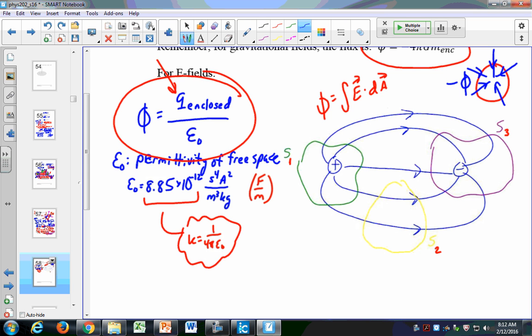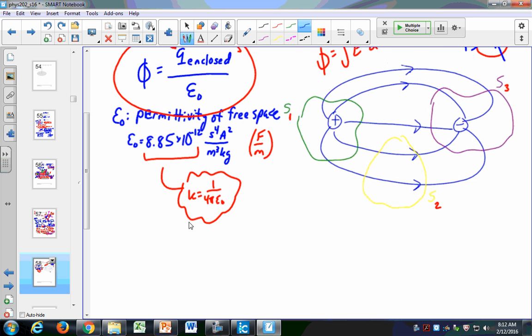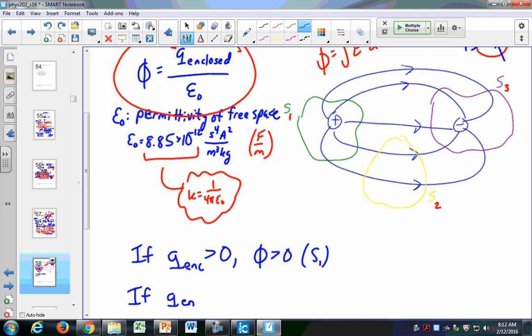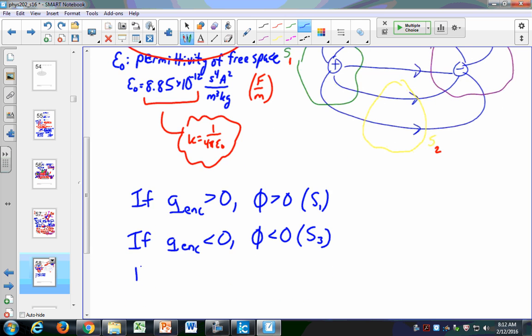So the net flux: if Q enclosed is greater than zero, then the flux is greater than zero, and that's how it is on surface 1. If Q enclosed is less than zero, then the net flux is less than zero, and that's how we have on S3. And if Q enclosed equals zero, then the flux is equal to zero, and that's how we have on S2.